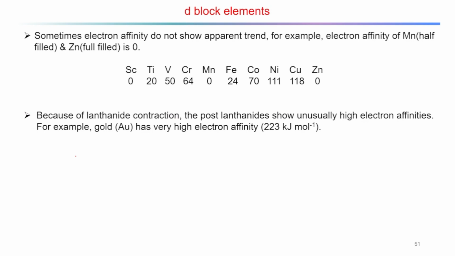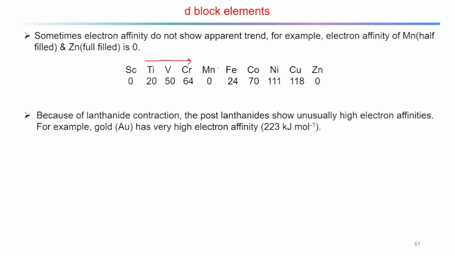Now we will see the case of d block elements. Sometimes electron affinity does not show an apparent trend. For example, the electron affinity of manganese, which is half filled, and zinc, which is full filled, is 0. So this is the electron affinity data for d block elements. We said that along the period, from left to right, the electron affinity increases, right? So from here to here, the electron affinity should increase. And we can see in the case of titanium, vanadium and chromium, the electron affinity is indeed increasing.